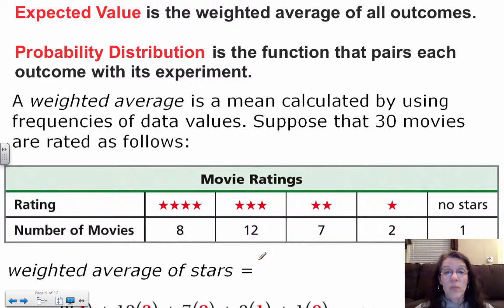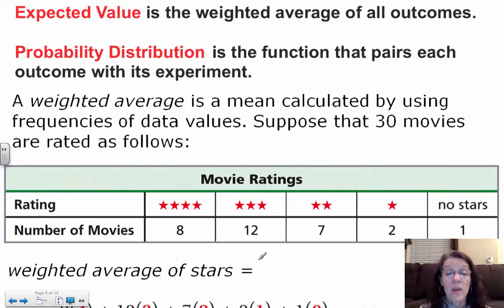So probability distribution is the function that pairs each outcome with its experiment. It's something that actually happens, and the expected value is the weighted average. A weighted average is a mean calculated by using the frequencies of certain data values. Okay, suppose that 30 movies are rated as follows. 8 movies receive a 4-star, 12 movies receive a 3-star, 7 movies receive a 2-star, 2 movies receive a 1-star, and 1 movie receives no star.